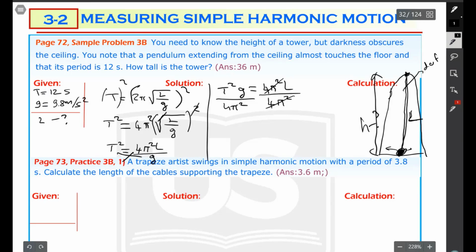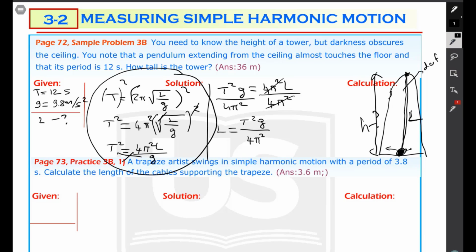So then L is going to be T squared multiplied by g divided by 4 pi squared. If in this section they ask you for T, it is easy: you just put L and g into the equation and get the square root multiplied by 2 pi. But sometimes they will ask for the quantity which is inside the root. In this case, you should do this mathematics. There is no other way, so you shouldn't make any mistake in calculations.